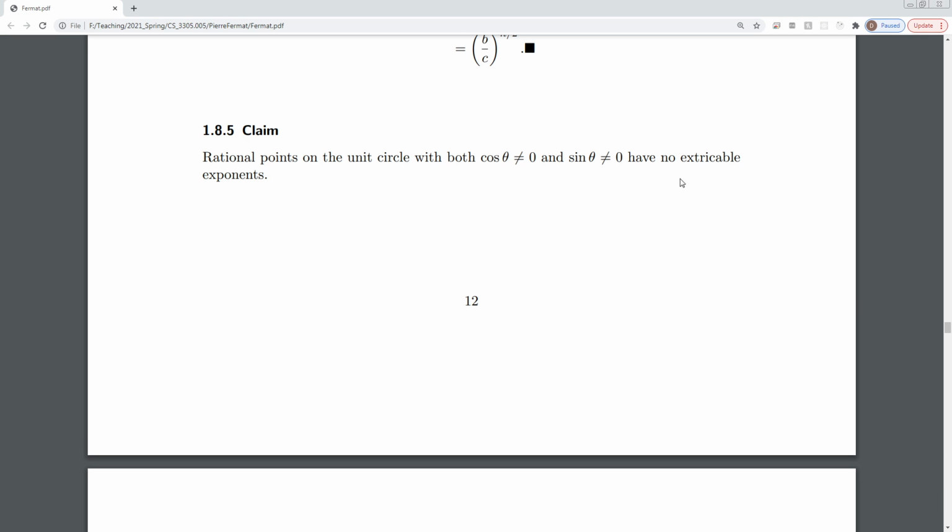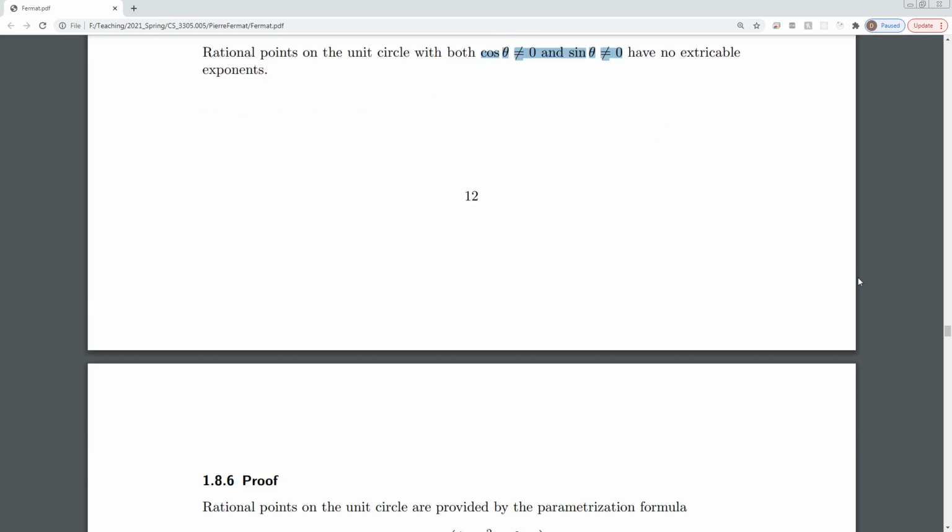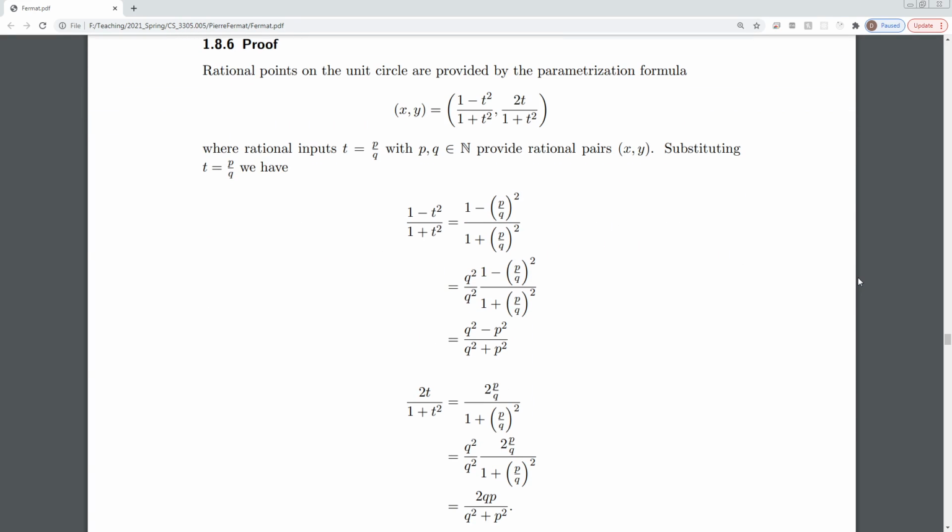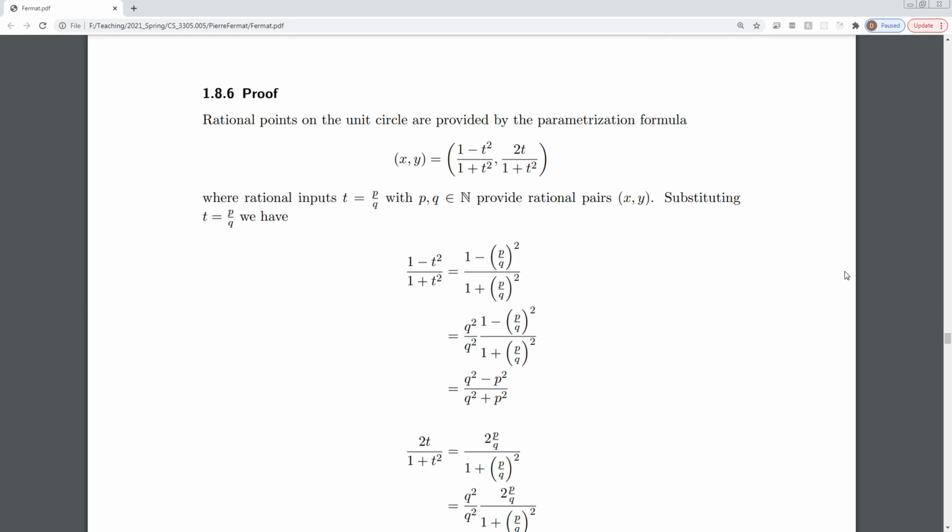And so we say that these points, when cosine of theta and sine of theta are rational, have no extricable exponents. So we can't have it be a rational point and then extract some exponent from it and still have it be a rational point. And in particular, we emphasize that that's for both. So as you'll see, we can construct points which do offer up an exponent for one of the terms, but never both. You can never have both at the same time be reducible by some exponential power.